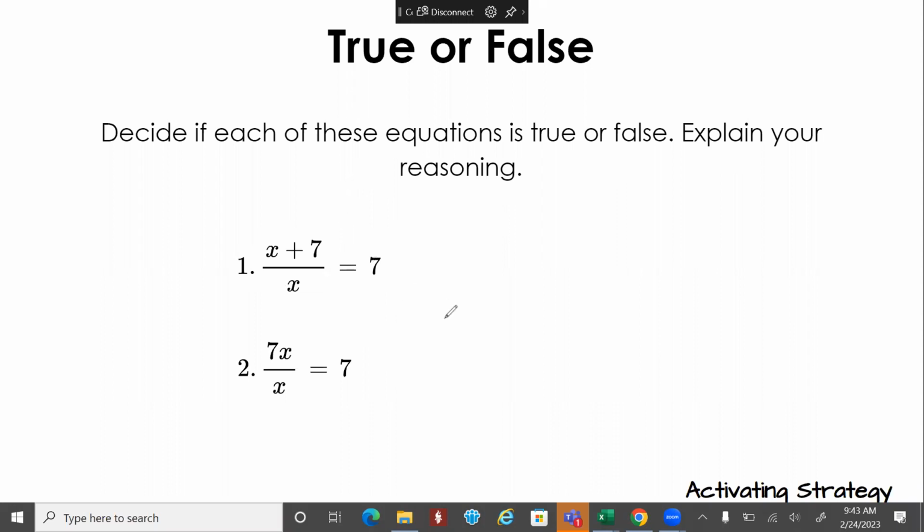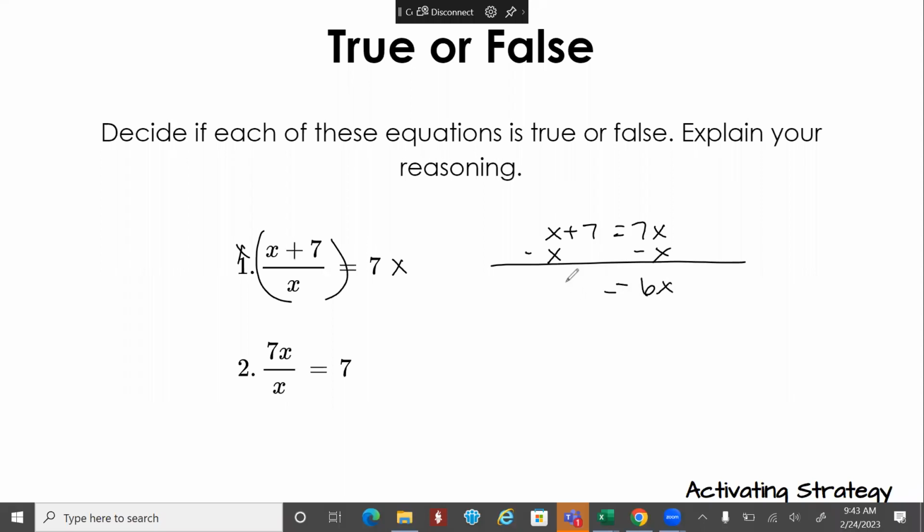Okay, so when we solve, we want to get x by itself, right? So we're going to multiply x on both sides. And so that's going to give me x plus 7 on this side equals 7x. What am I going to do now? Not divide by 7. Subtract that x, right? So 7 minus 1 is going to give me 6x equals 7.